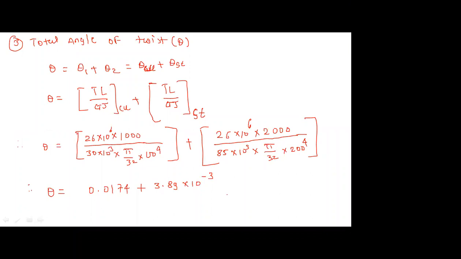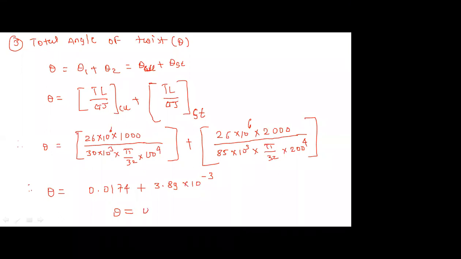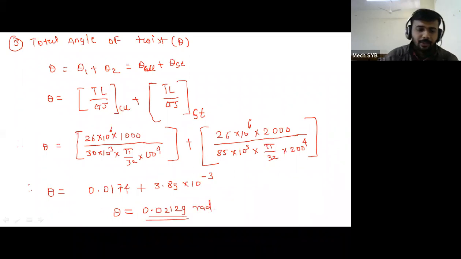3.89 into 10 raised to minus 3. And if you make the addition of this, total theta is equal to how much? 0.02129. This is the value in radian. This value you will get in radian, because all the parameters are present in Newton per mm square, and all the parameters are present in mm, as per the respective parameters. Therefore, whatever the theta value initially you will get, that will be in radian.